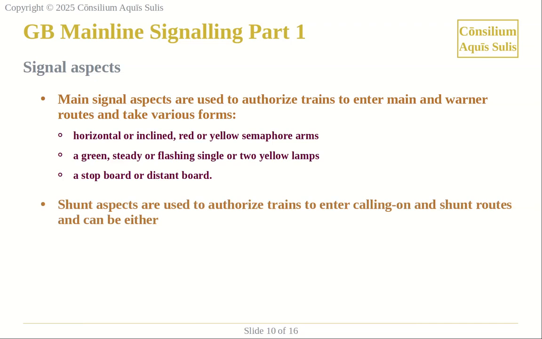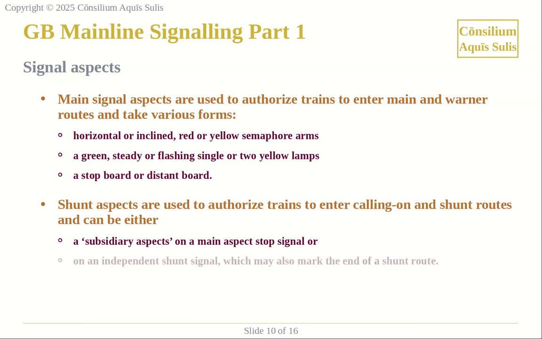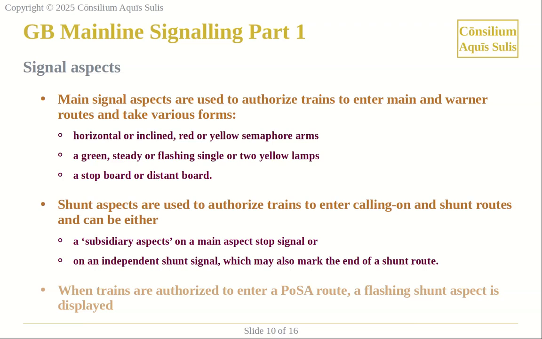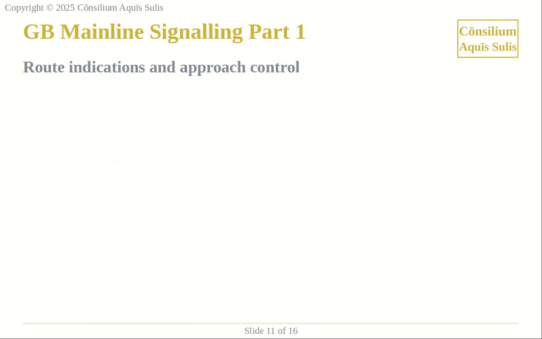We saw shunt aspects are used to authorise trains to enter calling on and shunt routes. That can be either a subsidiary aspect on a main aspect stop signal, or an independent shunt signal, which may also mark the end of a shunt route. And we finally looked at POSA, proceed on sight authority aspects, for which a flashing shunt indication is displayed.